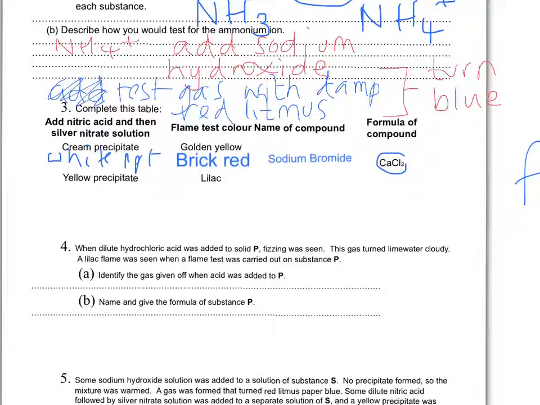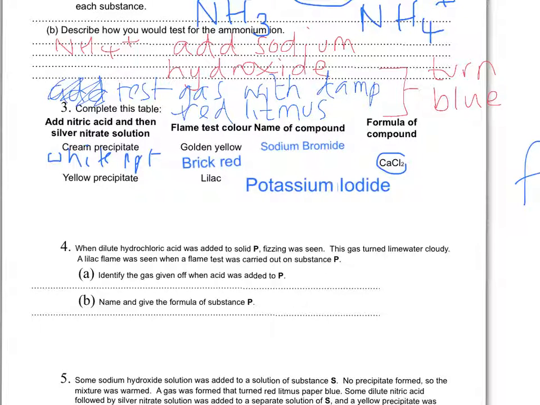See if I can make it a bit smaller. There we go. Okay, whoops, I put it in the wrong place. There we are. So that bottom one, the yellow precipitate and the lilac, that one, the yellow precipitate tells us that we've got iodide, and the lilac flame tells us that we've got potassium. So this one was potassium iodide. Then we just needed to fill in the additional formulae and names.